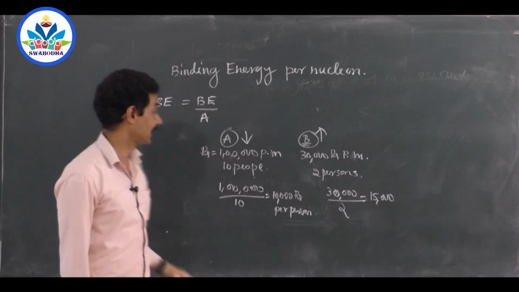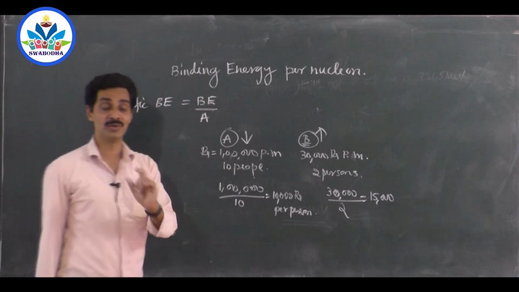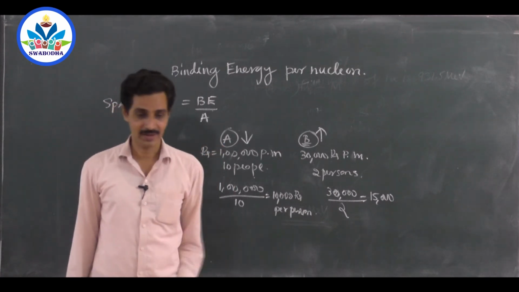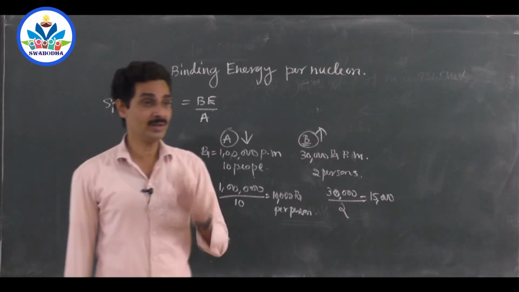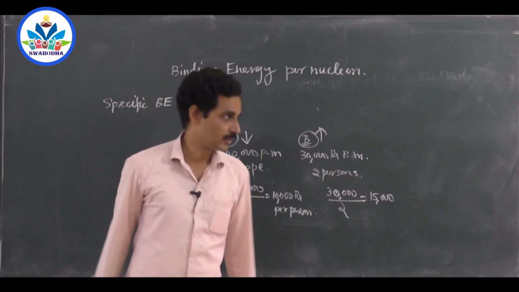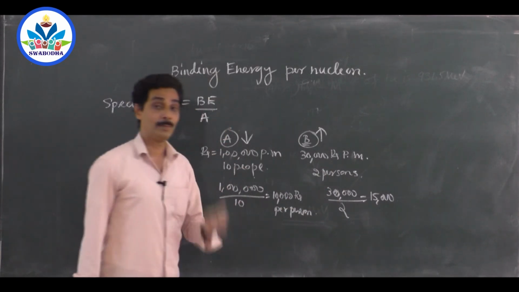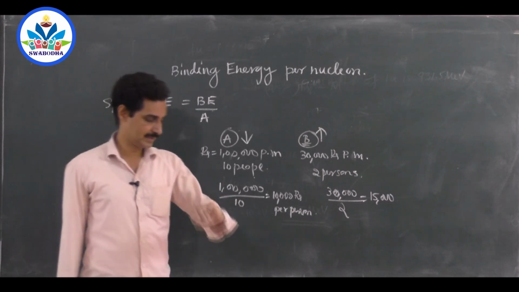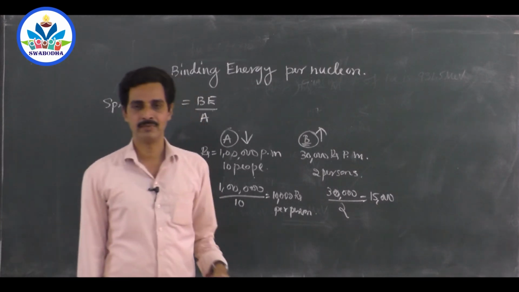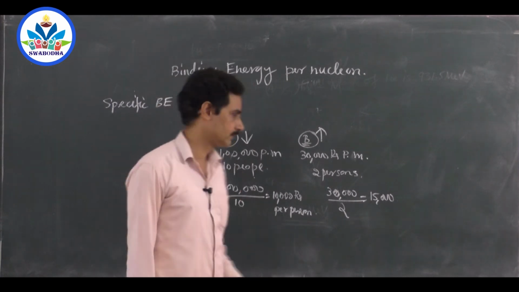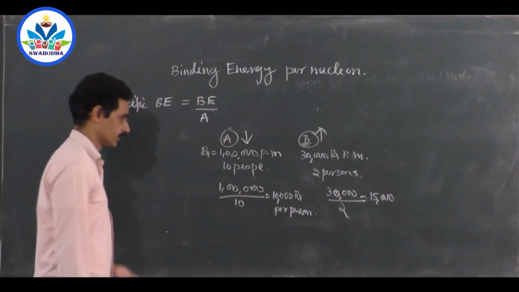It is the binding energy per nucleon which tells you whether the nucleus is stronger or not. So you have to divide it by the total number of people who want to share it. So if the binding energy per nucleon is more, then the nucleus is very strong, and if the binding energy per nucleon is less, then the nucleus is weak. So that's how it goes, right?